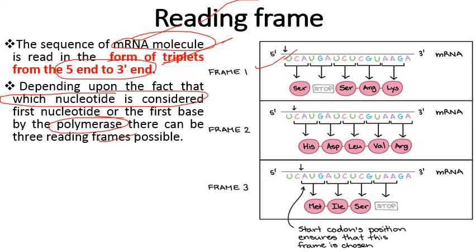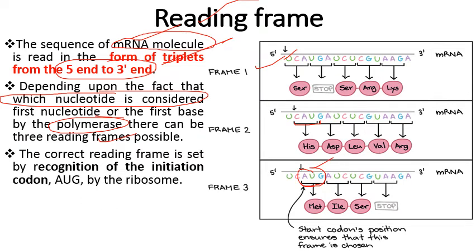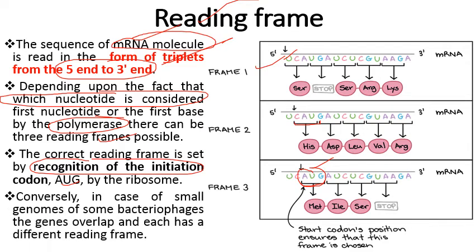Then in the second we can skip this first one, starting from the second base, then in the third case from the third base. But the correct reading frame is the one that starts with this one, that is the initiator codon which we call AUG. So the correct reading frame is set by recognition of the initiation codon which is AUG, and this codes for methionine and the ribosomes check this. Conversely, in case of small genomes of some bacteriophages, the genes also overlap and each has a different reading frame that we'll discuss in an upcoming slide.